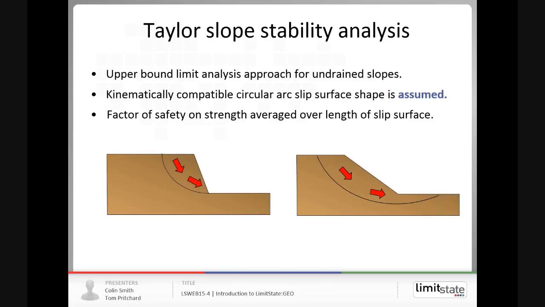We might look at undrained slopes and look at Taylor's slope stability analysis. This is technically an upper bound limit analysis approach for undrained slopes. And what is assumed is a circular arc slip surface. And based on that, the factor of safety on strength is worked out, averaged over the length of the slip surface.